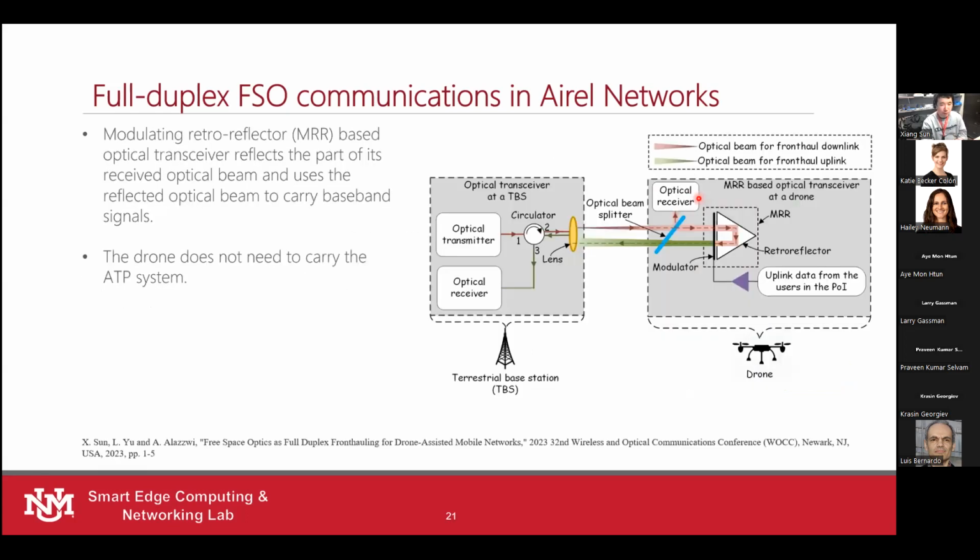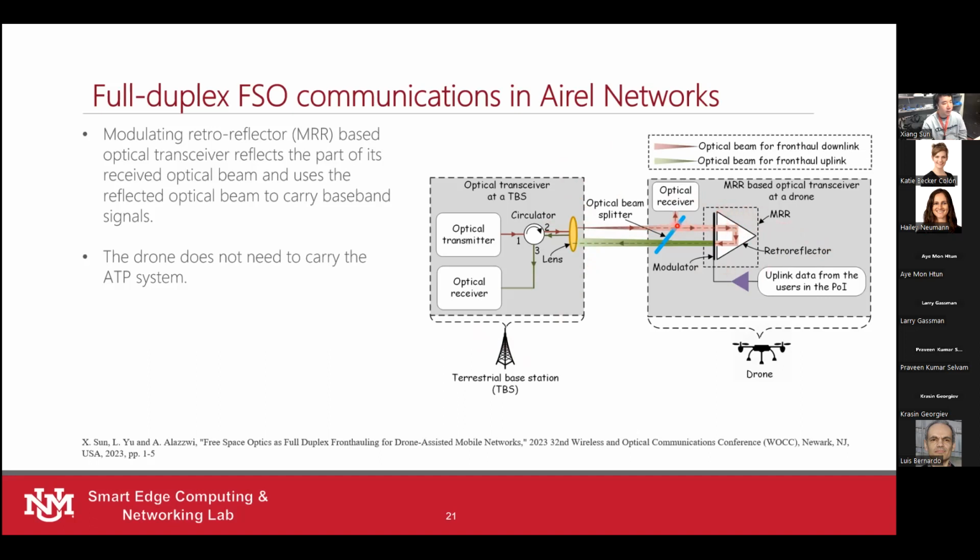So what is the solution to solve that? One of the solutions is that we can use a modulated retroreflector, the MRR-based optical transceiver, to reflect part of its received optical beams. So basically, for the downlink, the base station is going to send this optical beam carrying the downlink data to the UAV, to the drone, and the drone is going to use this MRR.